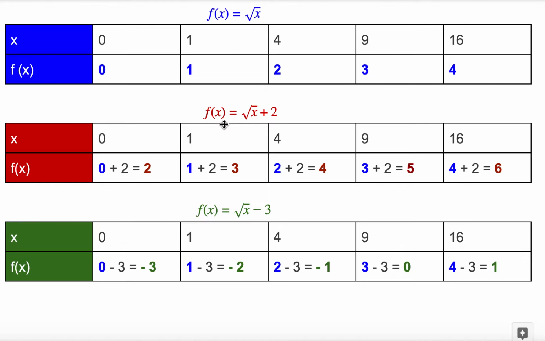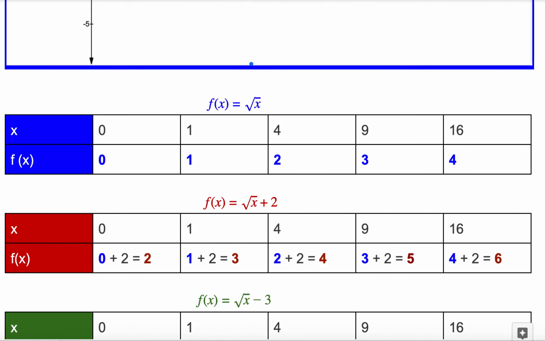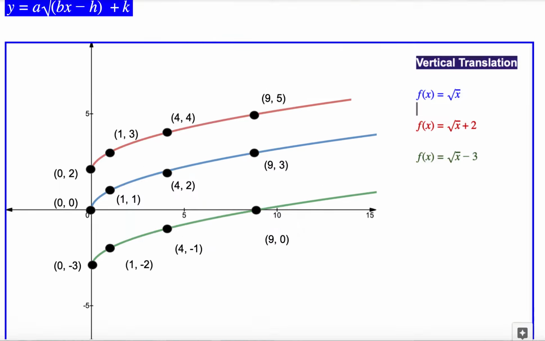Same thing happened with the red function. With the red function, the ordered pairs of each coordinate in the graph are going to be reflected in those points: 0, 2, 1, 3, 4, 4, 9, 5, and 16, 6. And if you want to see how they are reflected in the graph, we already saw it before, but those are the points and how they are reflected in the graph.